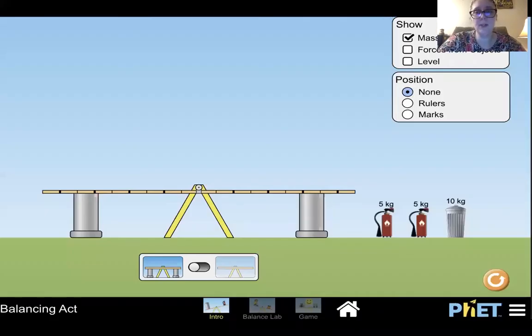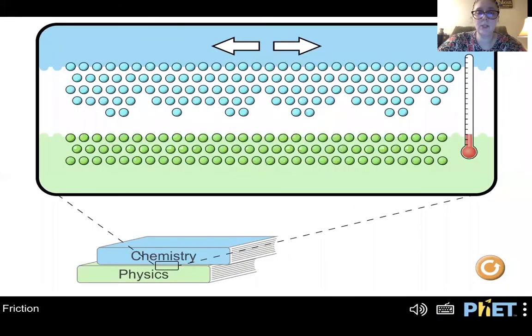The first simulation that we did was called the balancing act, and here we explored different masses, and this was at the very beginning of our physics unit. So we just looked at the different masses and how exactly they affect each other. The second simulation that we looked at was friction, and this was focusing on the molecules during a friction interaction. You can also see that we investigated temperature as well.